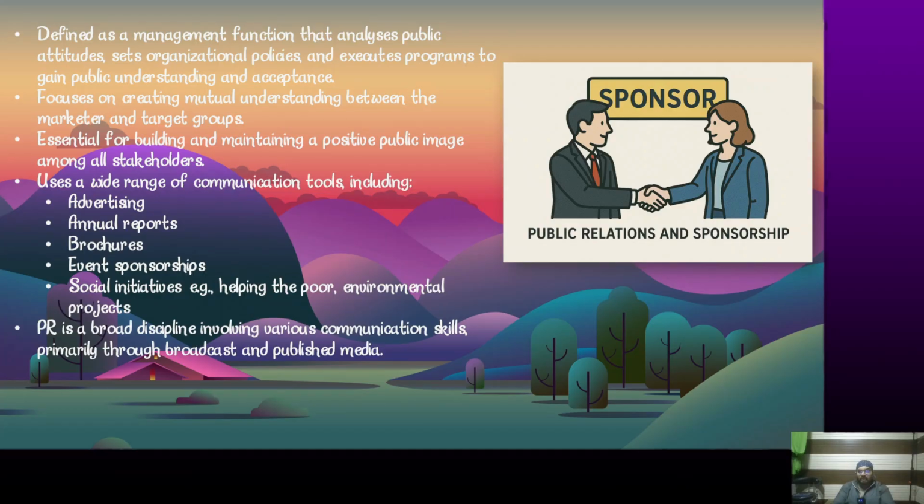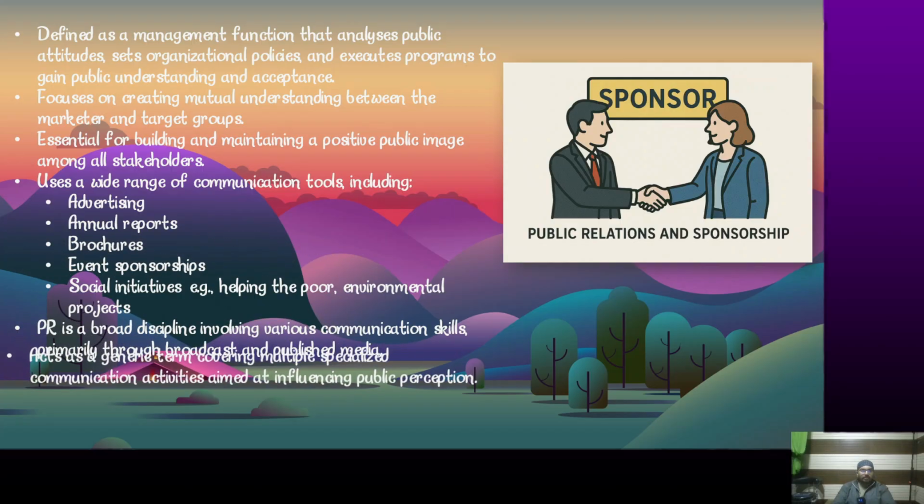It involves communication skill, that is, how well you are in communicating with the public at large. Now, you communicate either through a broadcast or published media. Again, this public relationship is an above the line item. That is, you want everyone to know. You want the entire general public to know about your initiative.